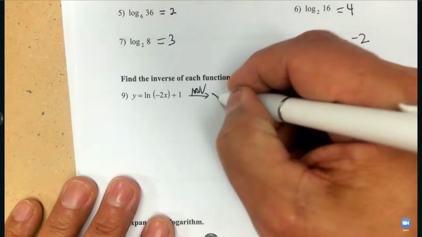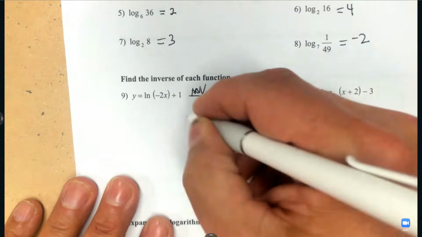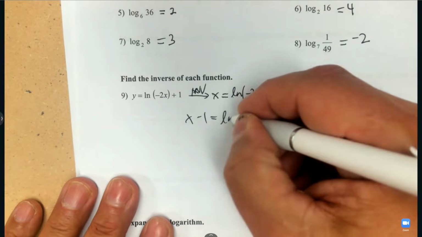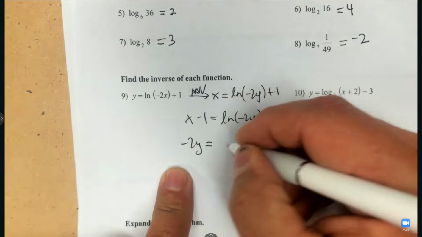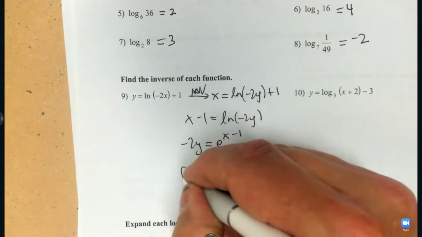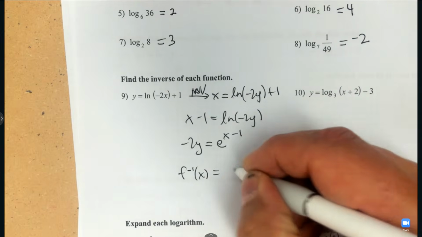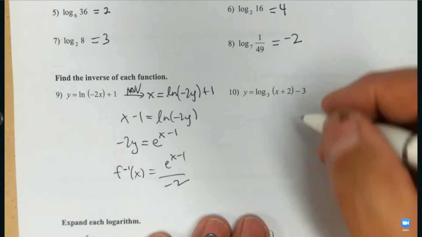How do you find the inverse of an equation? So we're going to write x equals and then negative 2y plus 1, subtract 1. Now the logarithm's isolated. Write down what's inside the logarithm, and then the base for ln is e to the exponent x minus 1, and then there's the inverse symbol. You're going to divide by negative 2 and get your answer.